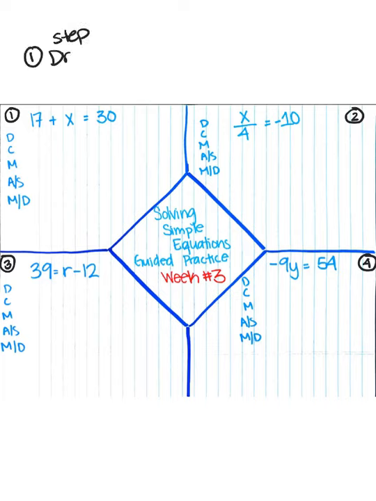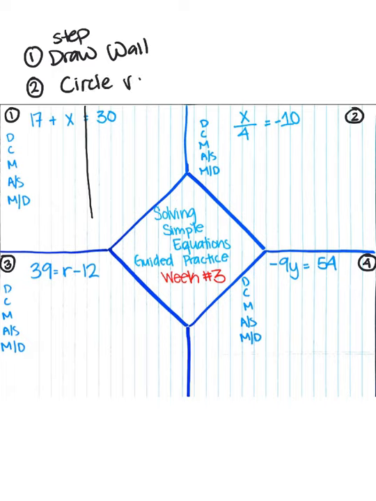is that you want to draw your wall. So all we want to do is just draw a nice little line that separates the left side and right side of your equation here. Step number 2 is that you're going to want to circle your variable. You just want to say, hey, here's my variable, and ask yourself, is it or is it not isolated or by itself? So for us, our equation 17 plus x is equal to 30. Here's our variable, and no, it is not by itself, so we have some work to do.